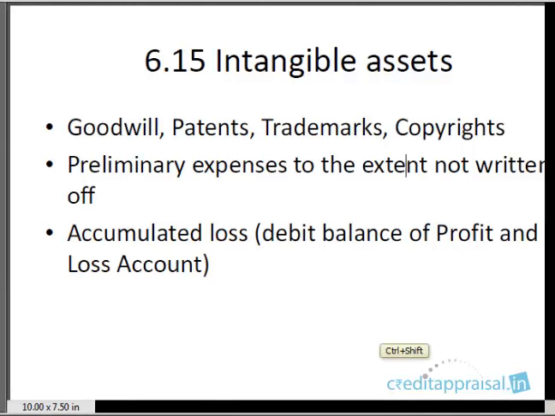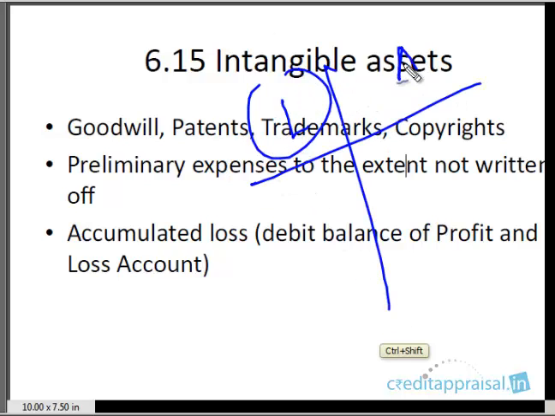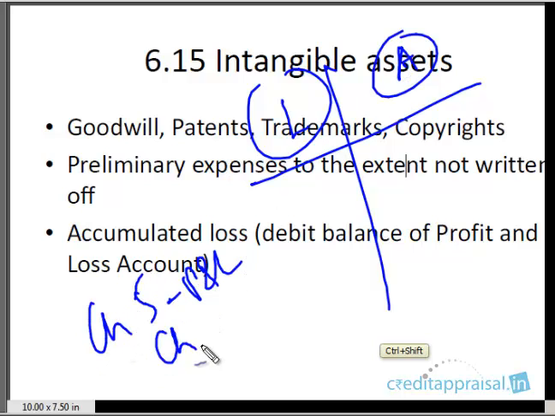So welcome back. We are now in segment 6.15, and in this segment we'll be discussing intangible assets. If we see our journey so far, we have started with all the liabilities items. In chapter 5 we discussed all the items on the P&L account. In chapter 6 we started the balance sheet discussion. The balance sheet can be broadly classified under liabilities and assets.